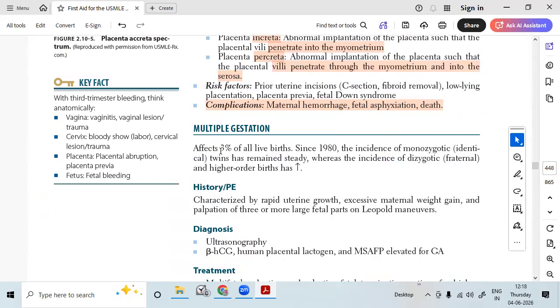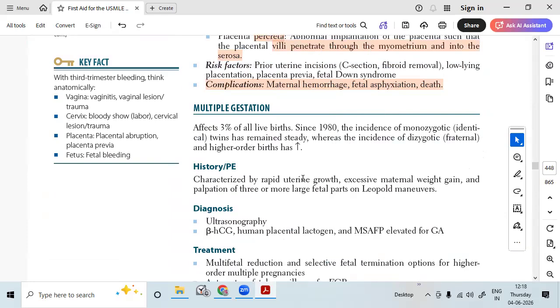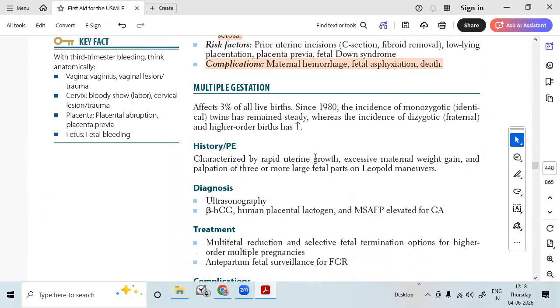Multiple gestation affects 3% of all live births. Since 1980, the incidence of monozygotic identical twins has remained steady, whereas the incidence of dizygotic fraternal twins and higher order births has increased. Characterized by rapid uterine growth, excessive maternal weight gain, and palpation of three or more large fetal parts on the Leopold maneuvers.